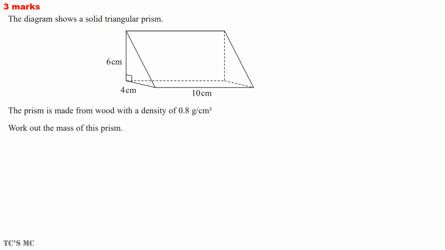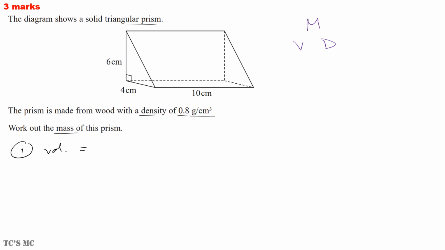The diagram shows a solid triangular prism. The prism is made from wood with a density of 0.8 grams per cubic centimeter. Work out the mass of this prism. For this question, we need the formula for density, or you can use the triangle MVD. That is mass at the top, then volume at the bottom, and density at the bottom. We do not have volume. That is our first step.